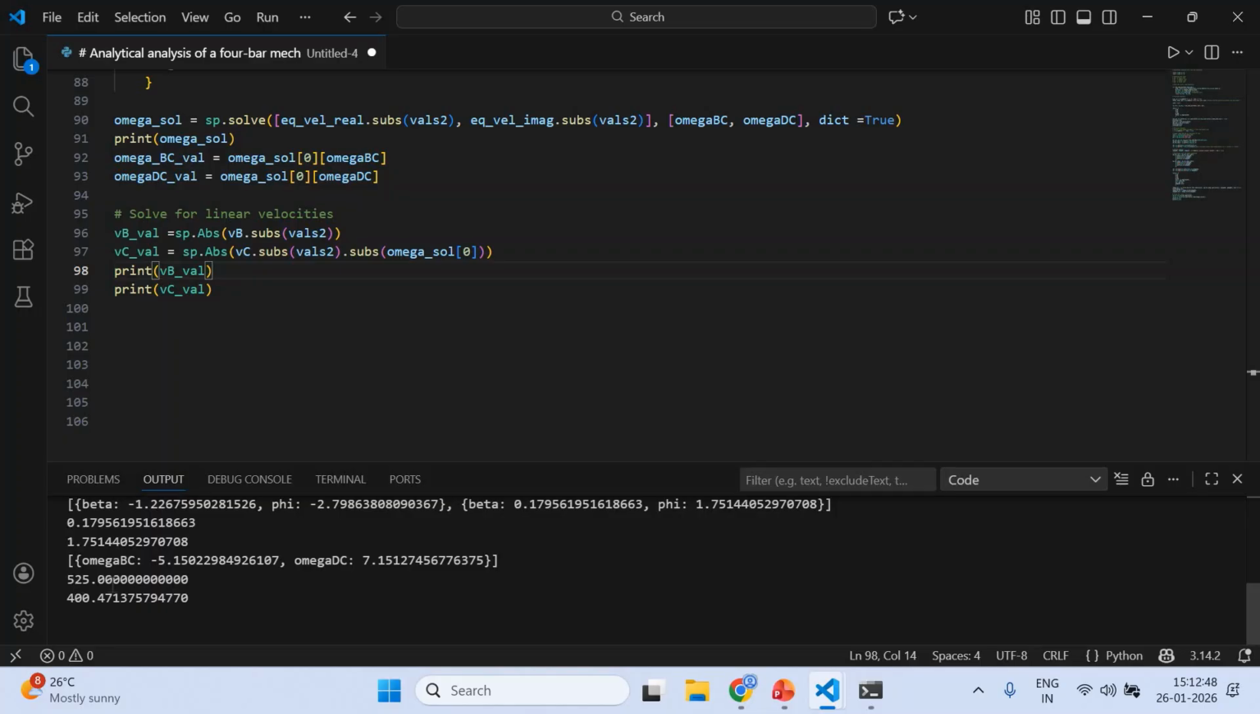So you can see here, just remember this point that right now these values are in mm per second, right? So in mm per second, very important. So you can see here that the velocity of point C is 0.4 meter per second. So this is exactly what we got with manual calculations, right?